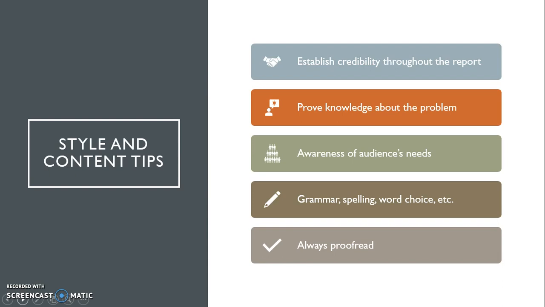And then you're going to need an awareness of the audience's needs. If your audience is very cost conscious, you're not going to want to say that a very expensive solution is the best one because they're not going to want to accept it. You need to blend their needs with what you believe the best solution is. And then focusing on grammar, spelling, word choice, all of those things. Just make sure the report is formal and well written. And always proofread. That's the number one tip I can give to anyone writing any sort of professional writing.